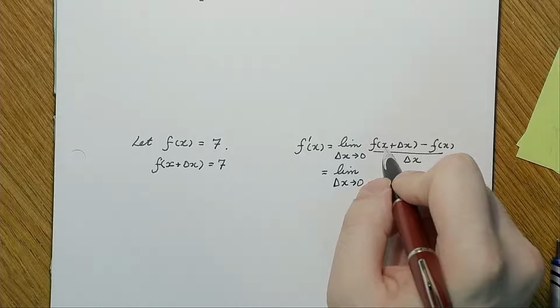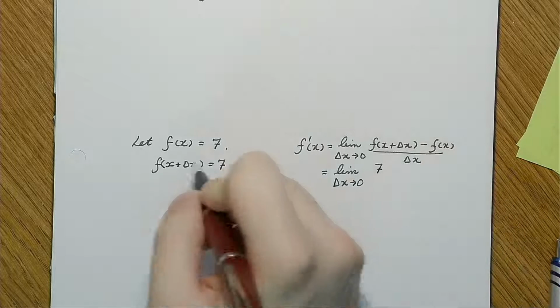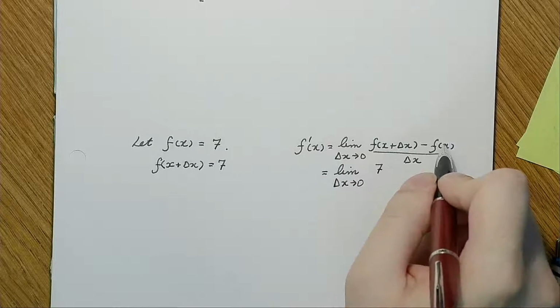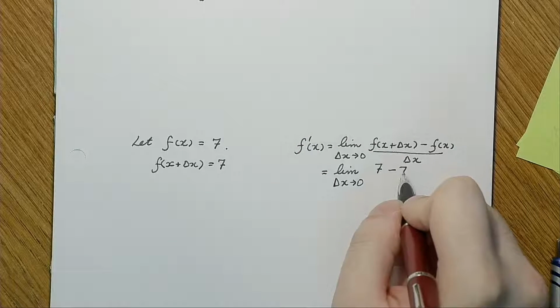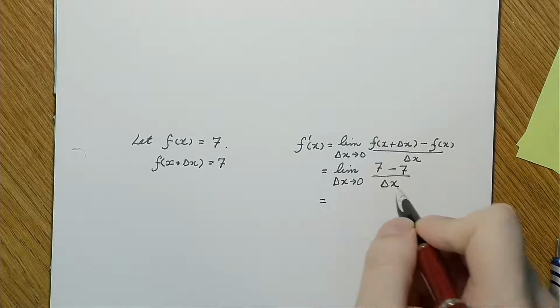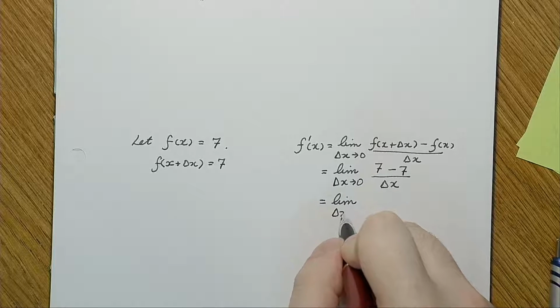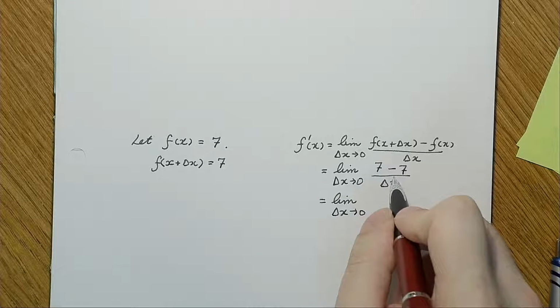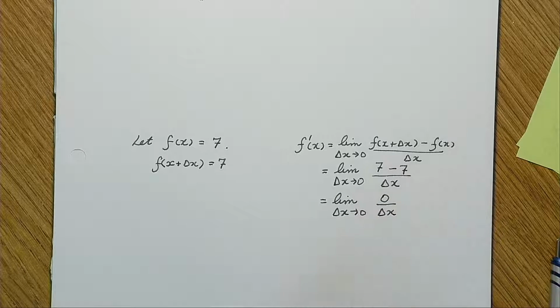I'm going to substitute my value for f at x plus delta x. So that's 7, right? And same thing over here. I have minus f at x, which is 7. So I have minus 7 over delta x. Now I have 7 minus 7, that's 0 over delta x.